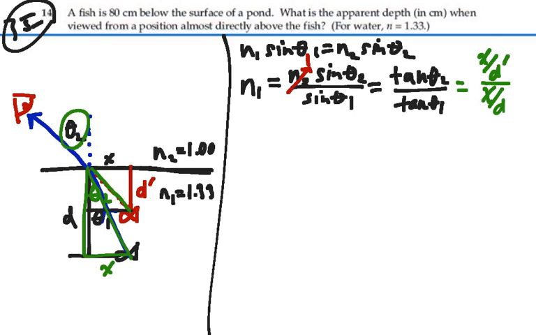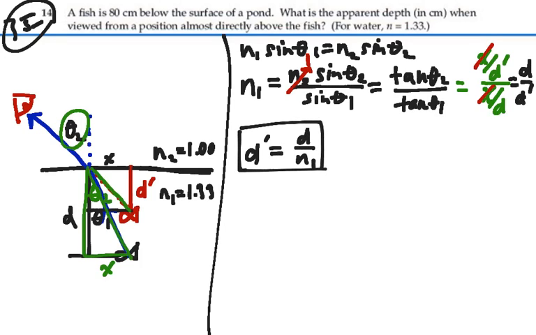The x's cancel out, and we have that this ratio is equal to d over d prime. One over d prime over one over d is d over d prime. So the index n1 should be equal to d over d prime, or d prime should be equal to d divided by n1, n1 being the index of refraction of the liquid, in this case water. So the apparent depth will be less than the actual depth by a factor of 1 over the index of refraction for the liquid.